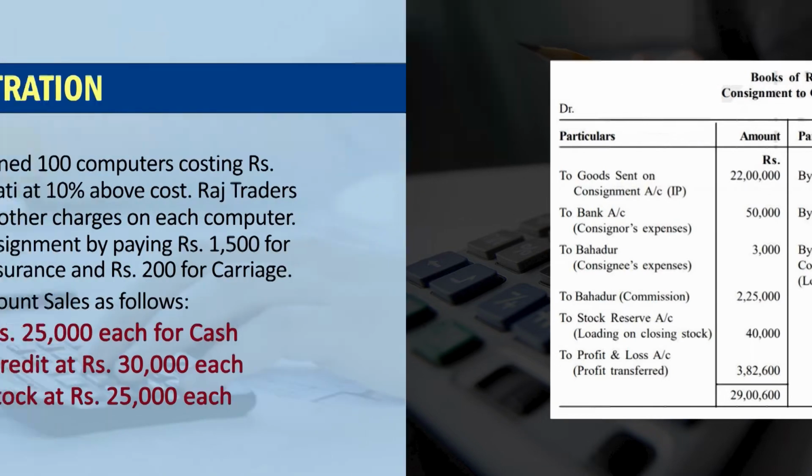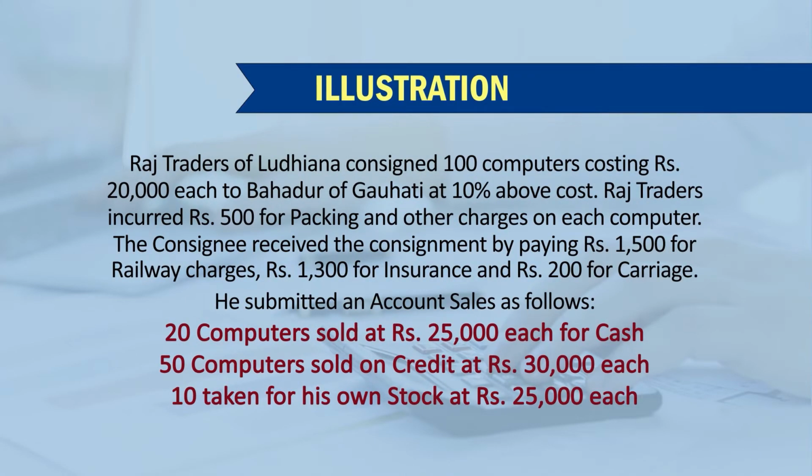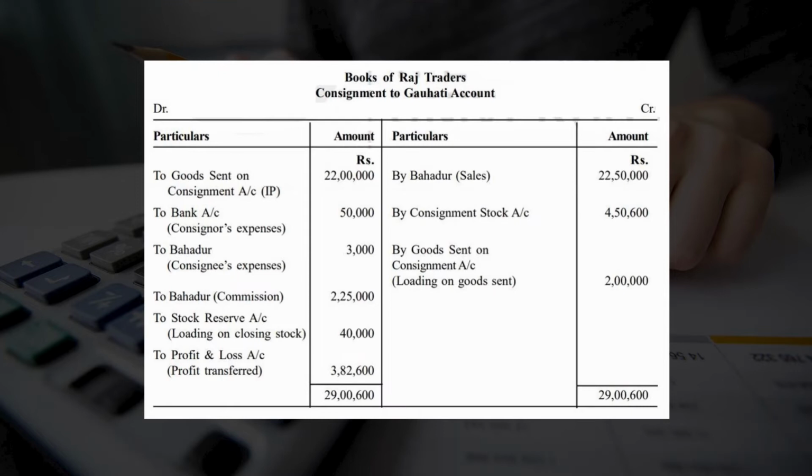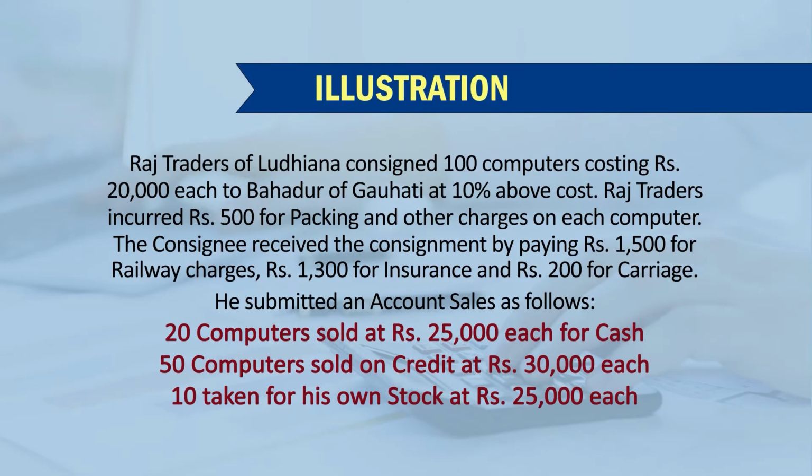Let us check it. Raj Traders incurred 500 for packing and other charges on each computer. If we multiply 500 by 100, because 100 computers were sent, it comes to 50,000. To bank, 50,000. To Bahadur, consignee's expenses, 3,000. Let us check it. These are the expenses which have been incurred by the consignee. The consignee received the consignment by paying 1,500 for railway, 1,300 for insurance and 200 for carriage, 3,000 in total.